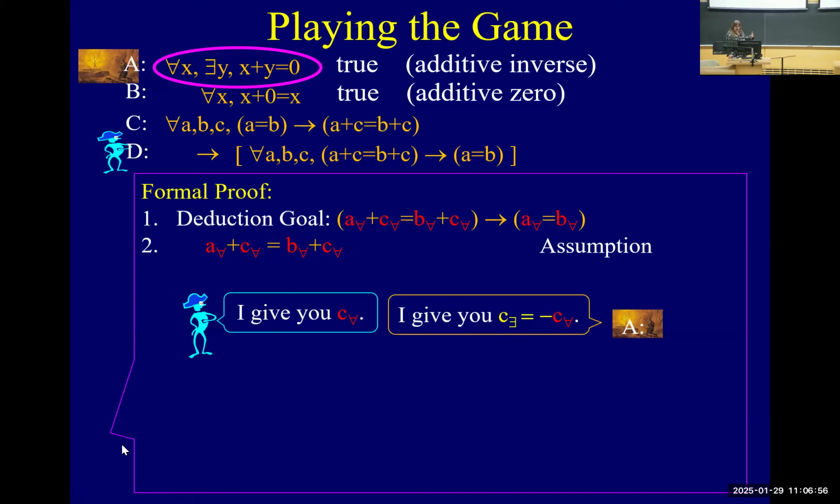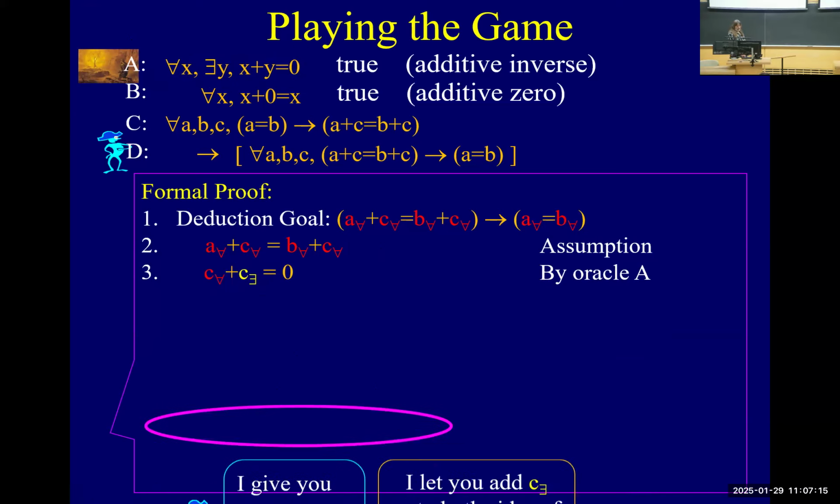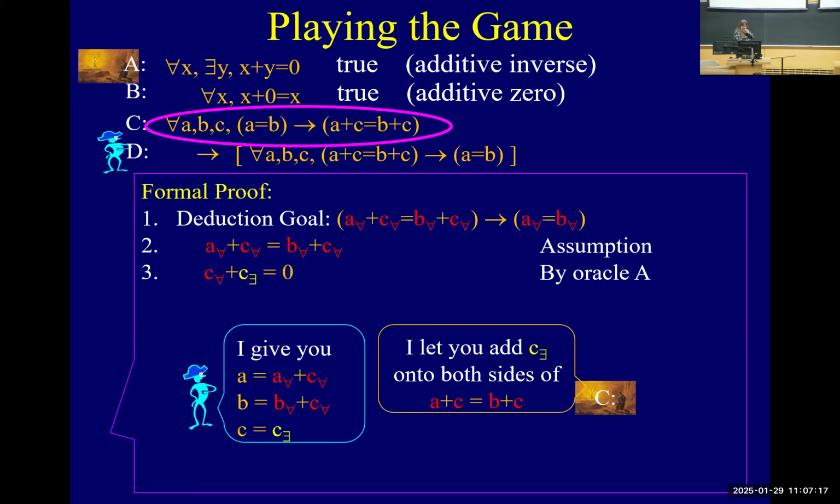Everybody agreed? Here you see my little notations, because this I got from the adversary, and this she's giving to me. And so then I say, great, what is the oracle telling me about these? She's telling me that they add up to 0.